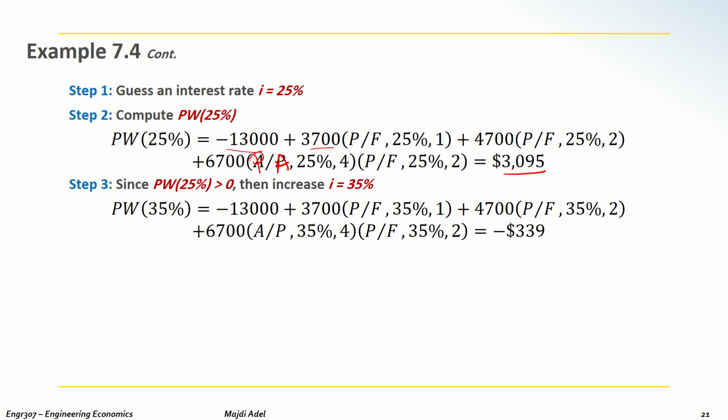Then if it's greater than 0, increase the interest rate. Now let's assume the interest rate is 35%. Repeat the same calculation. Calculate the present worth, but now at 35%. You will get a negative present worth, minus 339. Since it is negative, this means that i star is greater than 25% and less than 35%. It is somewhere between 25 and 35%.